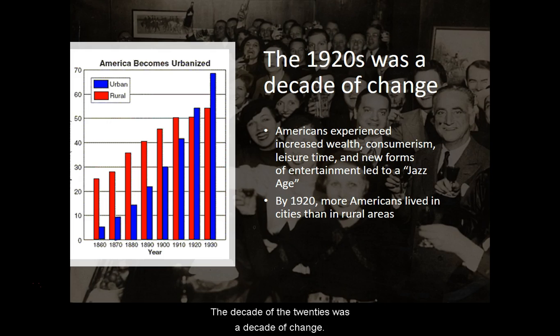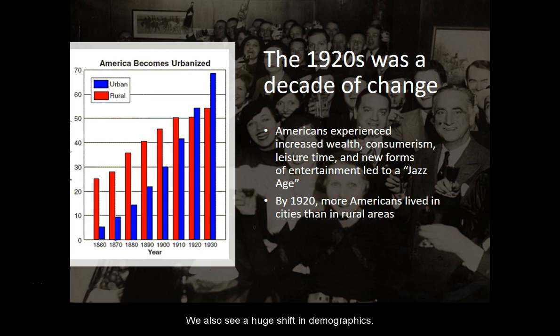The decade of the 20s was a decade of change. We've just gotten out of World War I. We're wanting to return to some sense of normalcy, meaning that they want to go back to how life was, or as close to how life was, before the war as they could. But also in the 20s, we see a huge increase in wealth, consumerism, leisure time, and great new forms of entertainment.